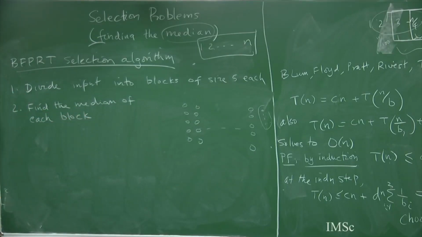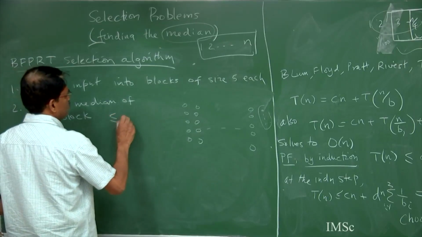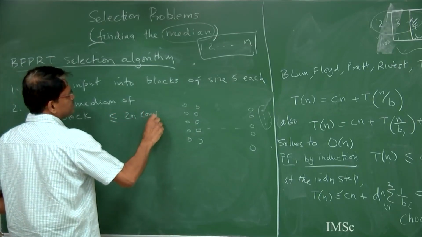Find the median of each block. How do I find the median of each block? Each block has only 5 elements. Just do some brute force. It's constant time, right? Spend 10 comparisons if you want. Compare everybody with everybody else, but you can do slightly better. Find the median. So, in each block you are spending some constant time, number of blocks is n by 5. So, overall you are spending at most 2n comparisons.